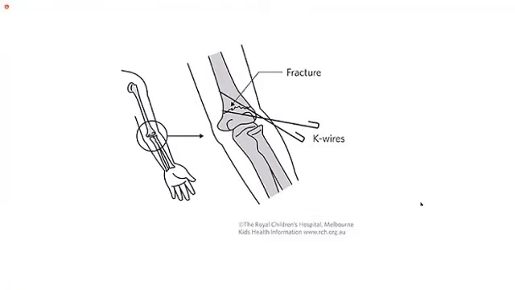Once we open the fracture, we hold it with an instrument, and before putting plates, we first put the K-wire to maintain the reduction. So K-wires are always a helpful tool for orthopedicians.